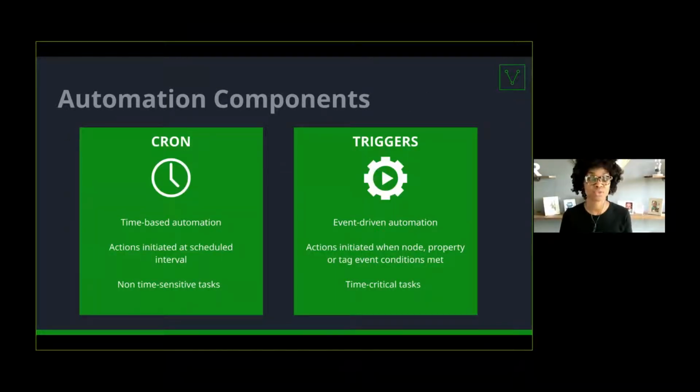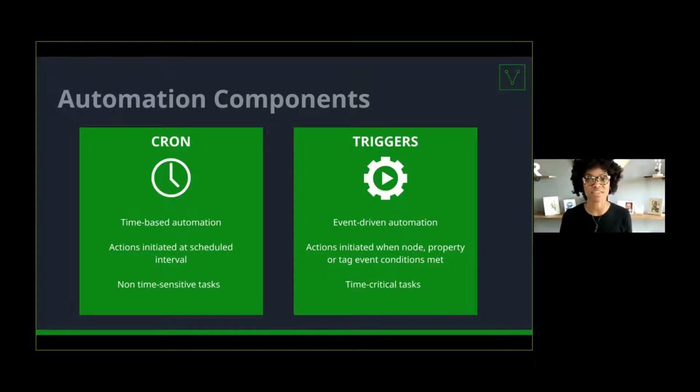Synapse facilitates two types of automation. We have time-based and event-based. And what you use depends on when you want a particular event to kick off in the graph and what you want that automation to look like. So first we have cron. This is time-based automation. This is where actions occur at a specific time, and it's not time sensitive. On the other hand, we also use triggers. These are event-based automation events where actions occur immediately when a system event occurs in the graph. And these are usually time sensitive.